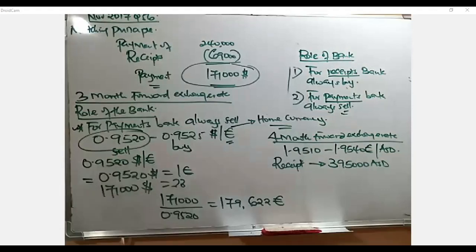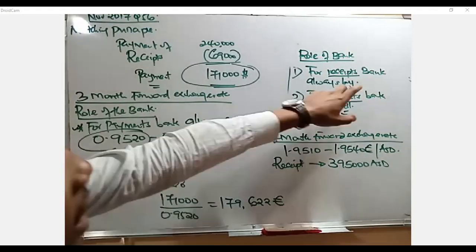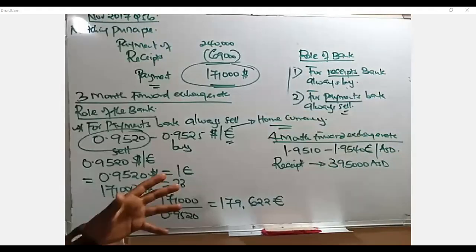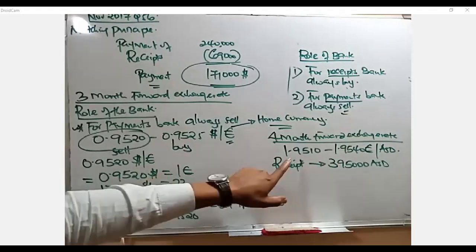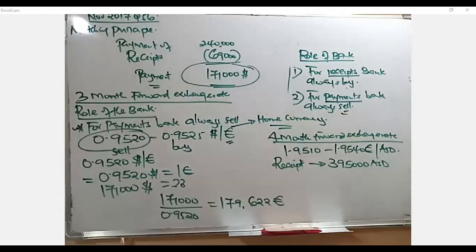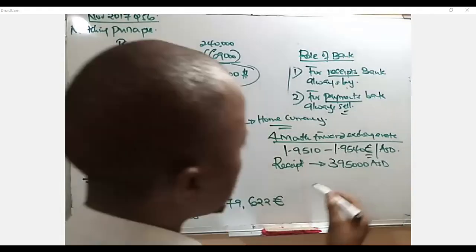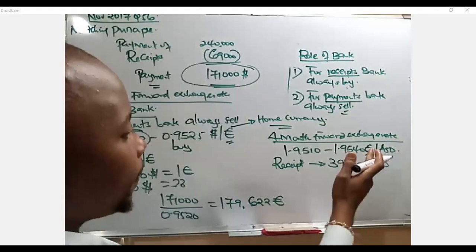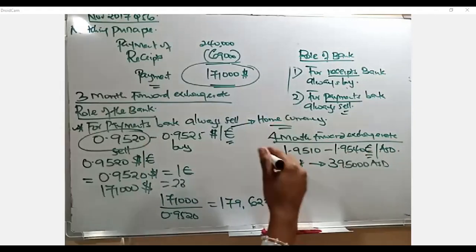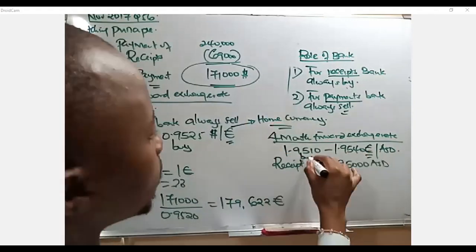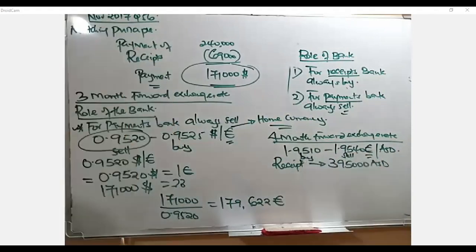Now in this case, I just want us to define the role of the bank, and we are saying for receipts, the bank buys. Why don't you look at the exchange rate given? 1.9510, right? Now, in this case, you can see our own currency is here. If it is here, you do it like this with your hand. This is buy and this is sell, right? That is buy and that is sell.